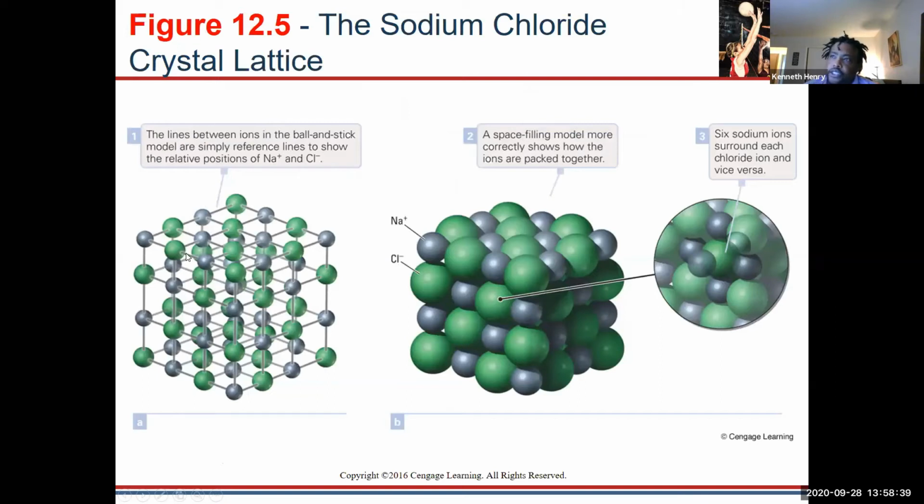Okay, this is just another image of the ball and stick model of the lattice itself. This is the space filling model of the same lattice. And this shows you the 3D structure where you can see visibly through the ions. So you can see that the sodium ion is over there, and it's over here, and it's over there. And so you get this nice organization in that crystal lattice.